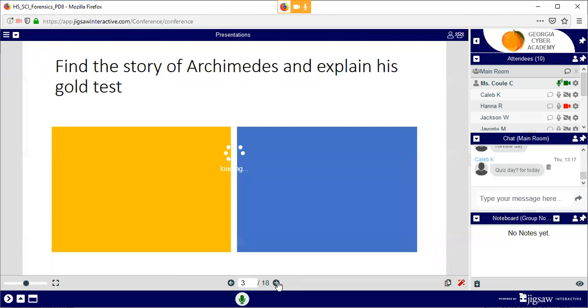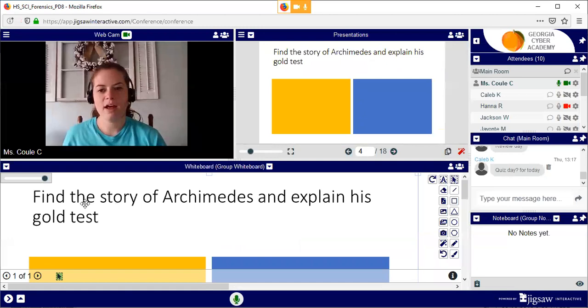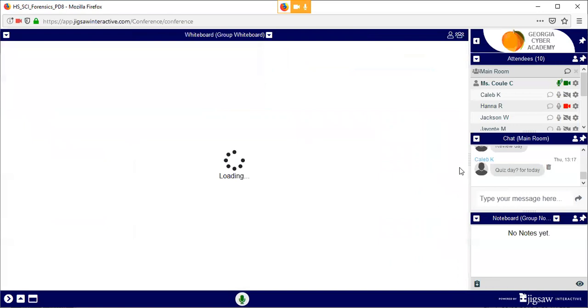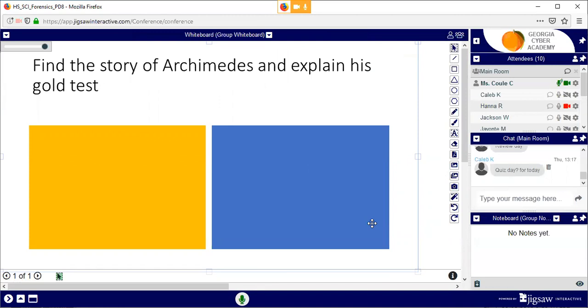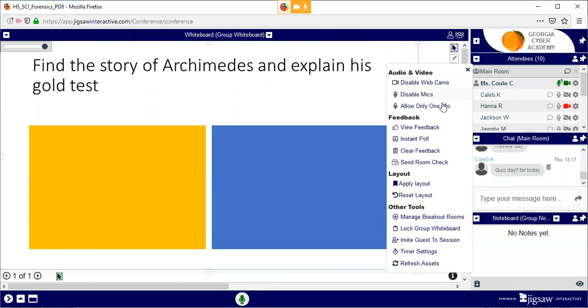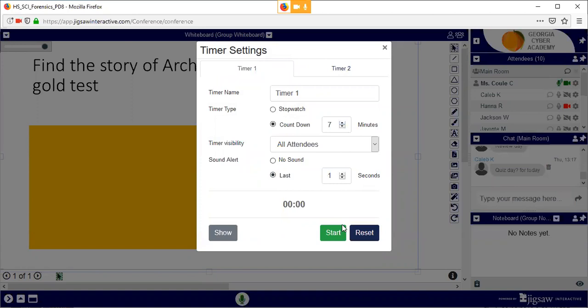So what I want you to do is basically Google it, okay? I want you to look up this story about Archimedes, and I'm going to copy this to the whiteboard. You don't have to Google it. You can use whatever research database you would like. I'm going to unlock the whiteboard and maximize this. Then I would like for you to take some time now and research Archimedes and tell me what he did with his gold test. Give me some little facts and tidbits about that. I'm going to give us a little timer here for, let's give it 7 minutes just to be random. Then I want to see some good posts on the board about what Archimedes did. Okay, so ready, go. I'm going to pause our recording here.